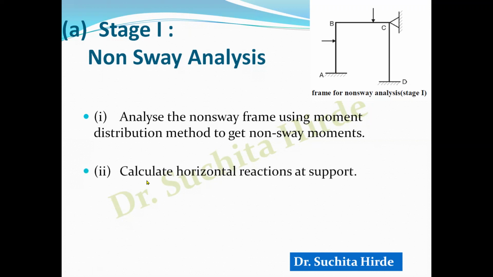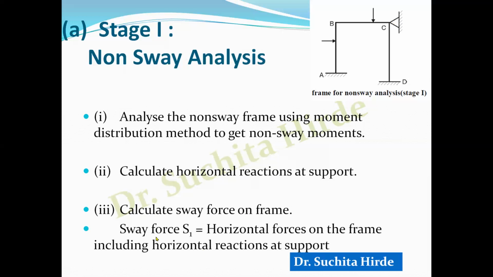Then, from this, we calculate the horizontal reactions at the support. That means we calculate HA, HD, and the reaction at C. Then we calculate the sway force on the frame. Here we have considered an imaginary support. So whatever reaction is developed at support C is equal and opposite to the actual sway force, and therefore the actual sway force S1 is the horizontal forces on the frame including the horizontal reactions at the support.